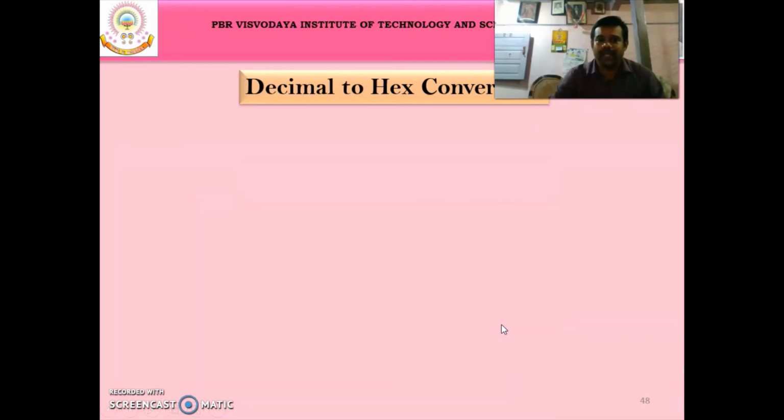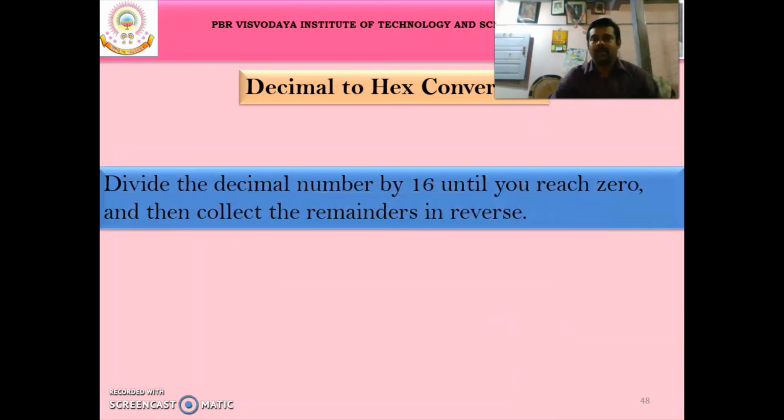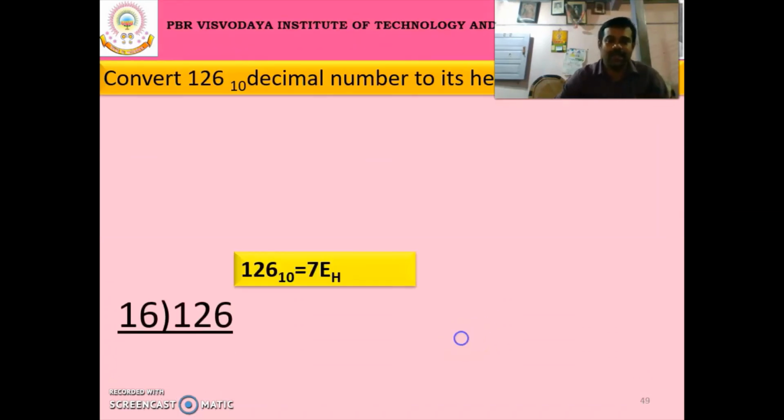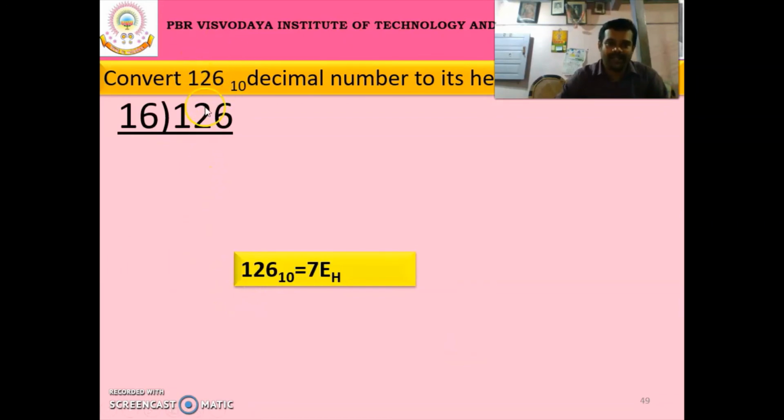Now we are going to convert decimal to hexa. So how to convert a decimal number to hexadecimal? Here what we have to do is divide the decimal number by 16 until we get the quotient as 0. We have to take the remainders in reverse as the result. So first we are taking 126 and we have to convert it into a hexadecimal number.